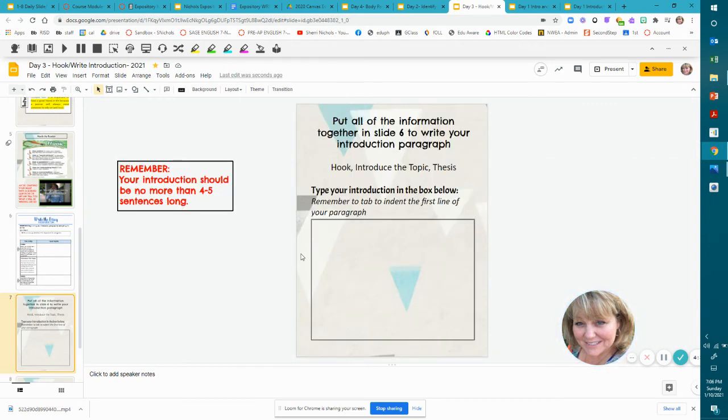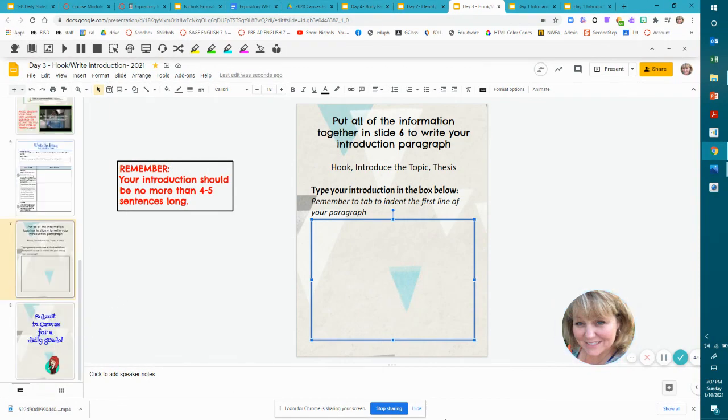And then you're going to put all the information together on slide 6 to write your introductory paragraph. So literally put all 3 of those together. You can copy and paste to write your introductory paragraph. And when you're finished, don't forget to turn it in for a daily grade.